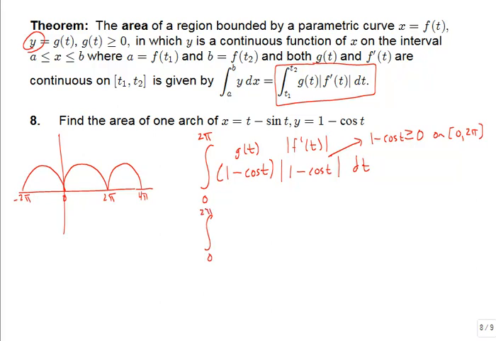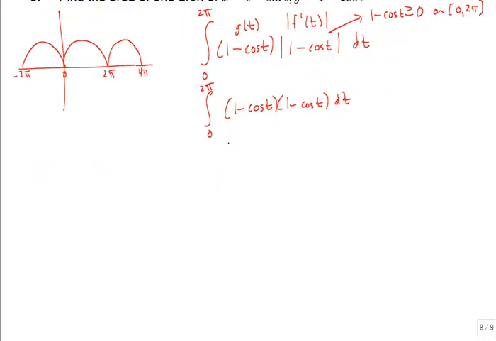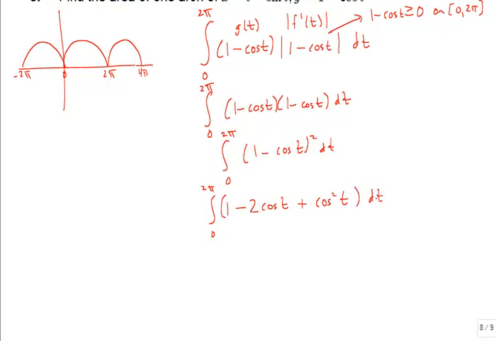So this is going to become 1 minus cosine t times 1 minus cosine t dt. And that then could be written as 1 minus cosine t quantity squared. Now if we FOIL that out, we're going to get a 1. In the middle, we'll get a minus 2 cosine t, and on the end, we'll get a plus cosine squared t dt. Now to integrate this, I'm going to integrate each one.